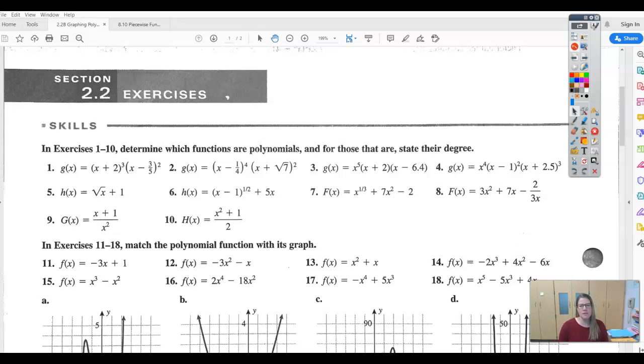Hey guys, I'm just going to do a quick review of the first part of this assignment. So last Thursday you guys got an assignment called 2.2. It was like a copy out of a book.